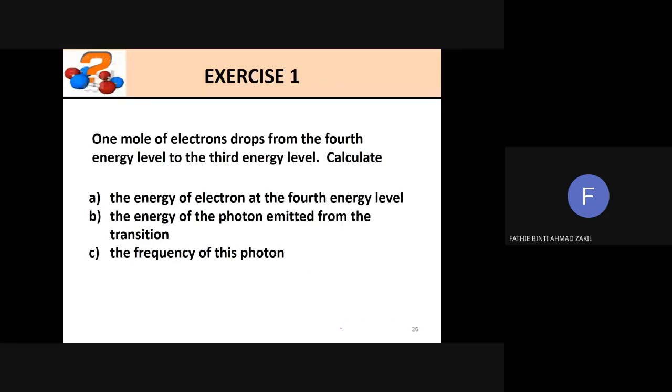Okay, next kita tengok ada satu exercise. Exercise 1, boleh baca dulu exercise 1 ni. Kita ada 1 mole of electron drop from the fourth energy level to the third energy level. Then calculate the energy of electron at the fourth energy level. Then you need to calculate the energy of the photon emit from the transition. And the last one you need to calculate the frequency of this photon. Okay, kita tengok part A dulu.